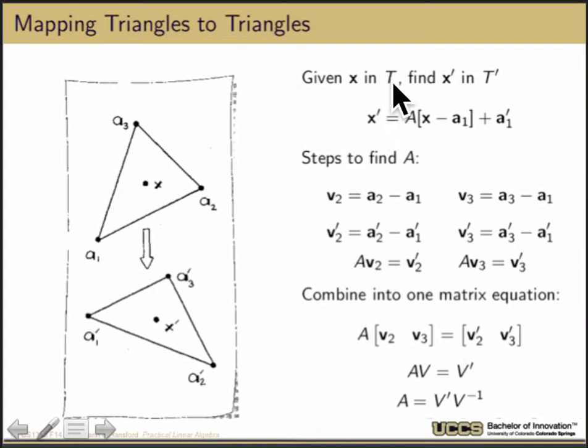So to find x in T, given any point inside the triangle, I'm just going to figure out A times (x minus A1) plus A1 prime. And I could do this with 2 or 3 of the points. It wouldn't matter which one I used. But to find A, I'm going to use all 3 of them.